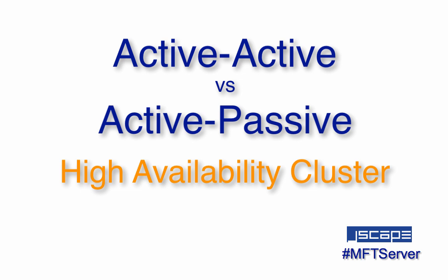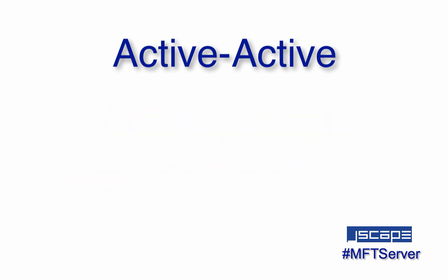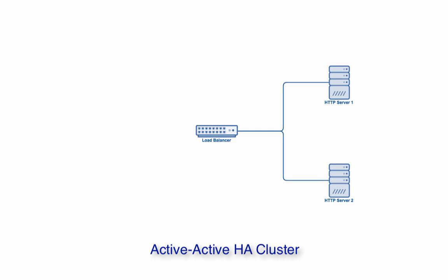In today's video, we'll explain the difference between active-active and active-passive high-availability clusters. Let's start with the active-active high-availability cluster. An active-active cluster is typically made up of at least two nodes, both actively running the same kind of service simultaneously. The main purpose of an active-active cluster is to achieve load balancing.